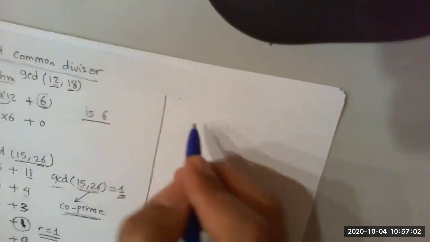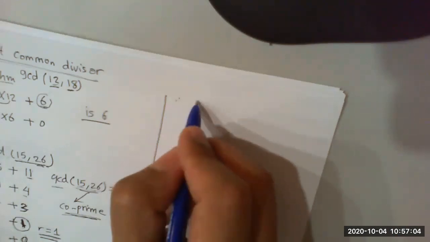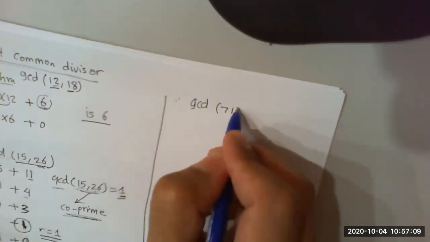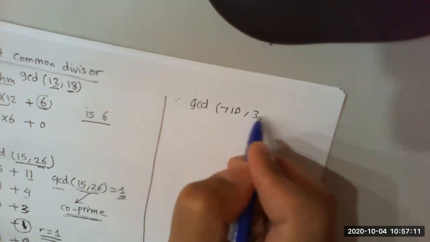There is another interesting example in the slides. What about the greatest common divisor of bigger numbers, 710 and 310?